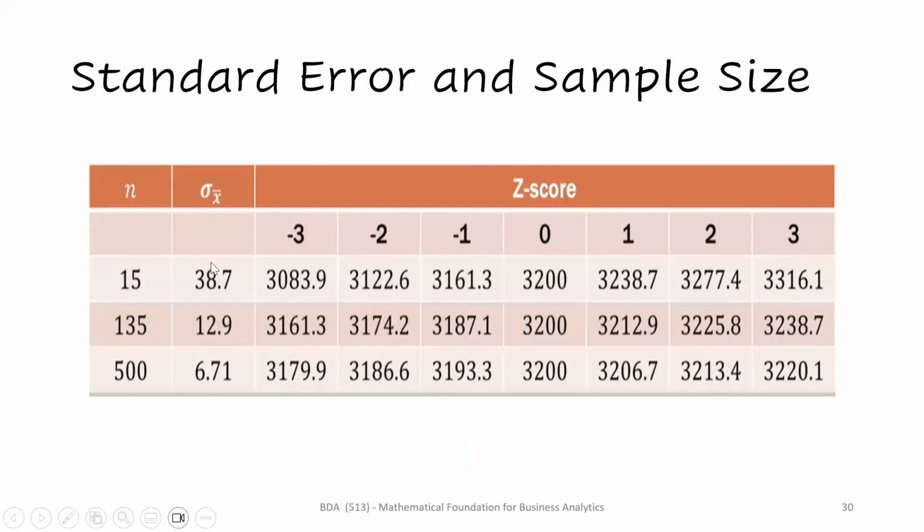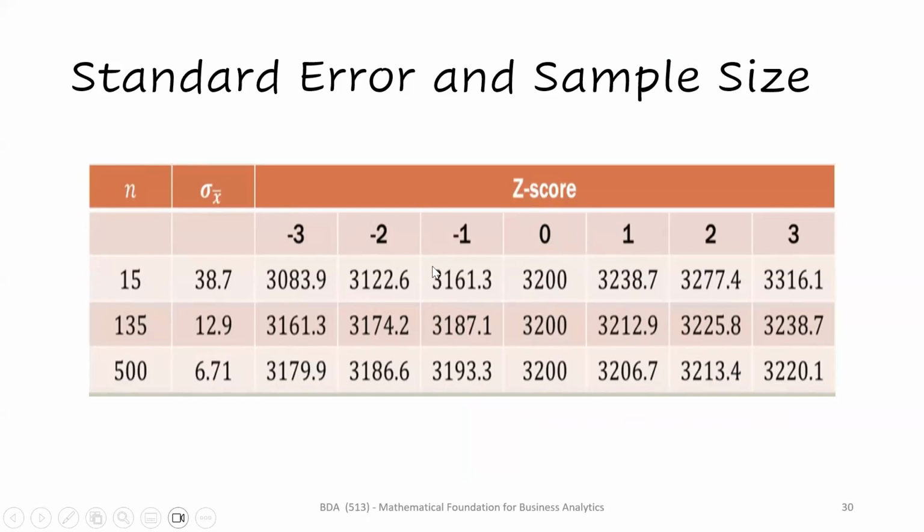So basically, this is what we have. For a standard deviation of 0, the viscosity level is 3,200 where n is 15. Where n is 135, the viscosity level at standard deviation 0 is 3,200, and also 3,200 where n is 500.